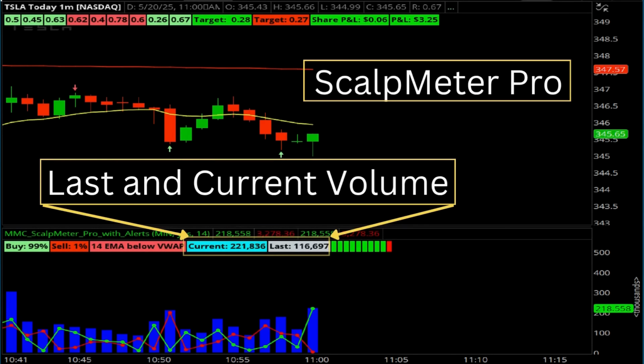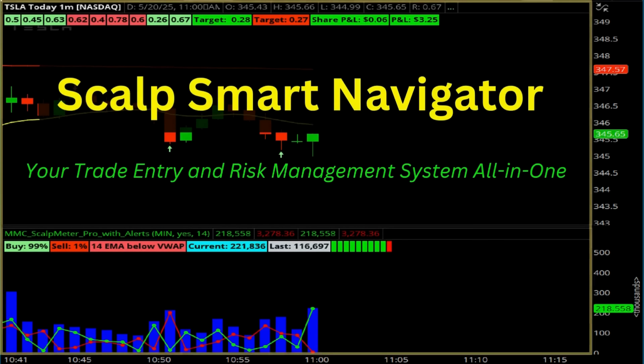Finally, 2 volume labels display the current candle's volume and the previous candle's volume. If current volume exceeds the last candle, the label changes to blue and triggers an alert, giving you a heads-up that momentum could be increasing.